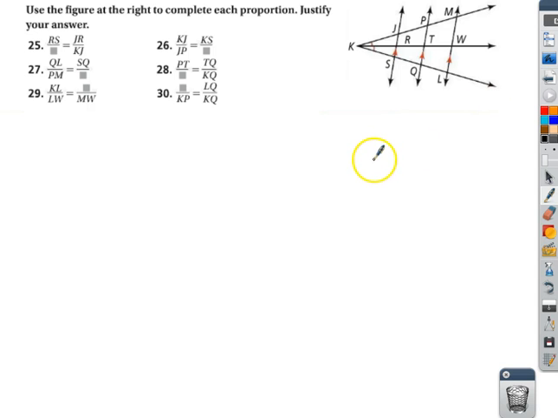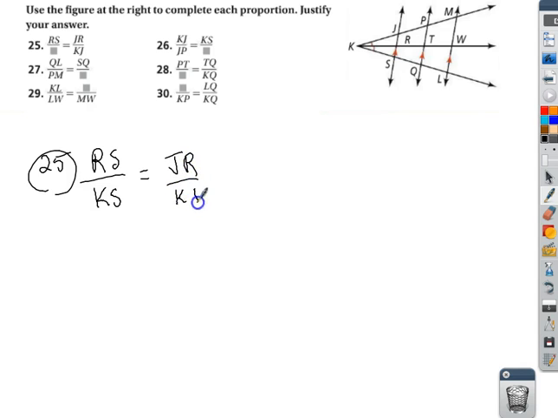So 25 through 29-ish, we are using the figure at the right to complete our answer. So we know that these angles bisect each other, so that's going to mean something about the triangle figure that's made at the top or any triangle down the bottom. We also know that these are all parallel lines, so that can tell us some information too. So RS is from here to here, and JR is from here to here, and KJ is this side up here. So in number 25, if I were just looking at JKS and this being an angle bisector, it would be RS over KS is equal to RJ over JK, or JR over KJ. So number 25 fills that box in with KS.